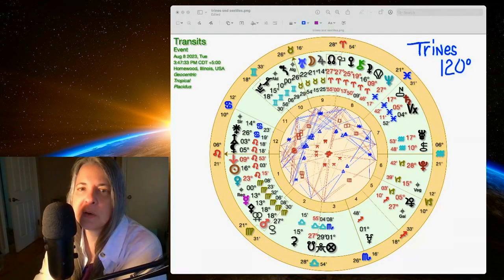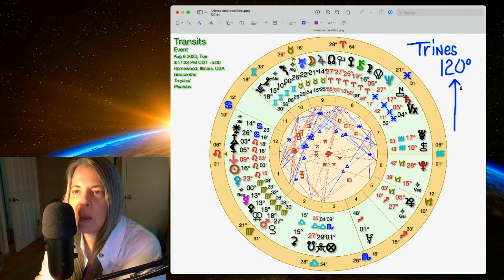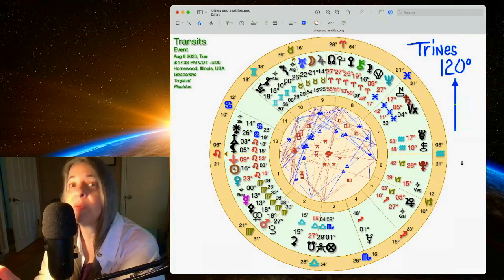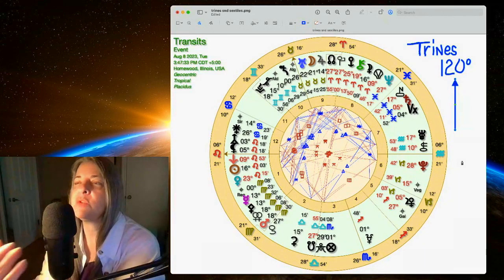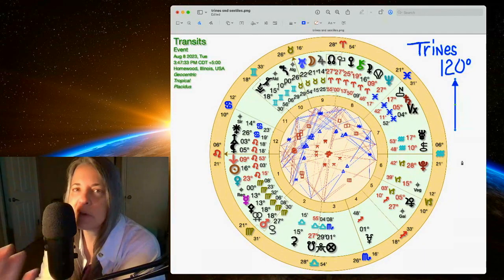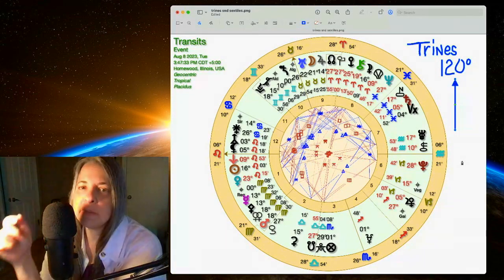What we're going to do here is take a look at trines. A trine is 120 degrees away from point A to point B, or one point to one point, a house cusp line to a planet, planet to planet, a luminary to a luminary, 120 degrees away.